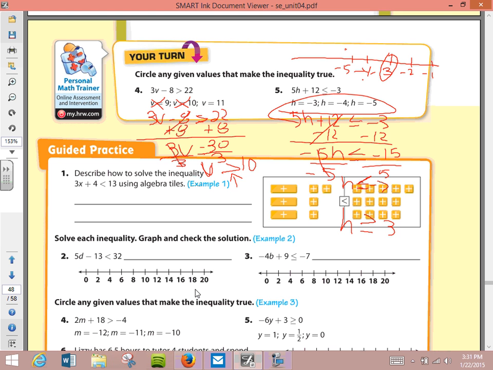Same with this one over here. If we were dividing by negative 3, it's 30. Then when we divide by a negative number, we switch that sign the other way and get the answer, which is negative 10. Does that make sense? It's the same thing, you just flip the sign because it's a negative.